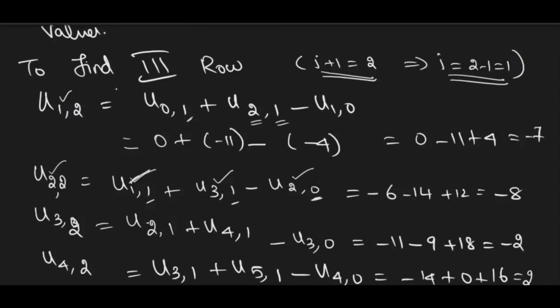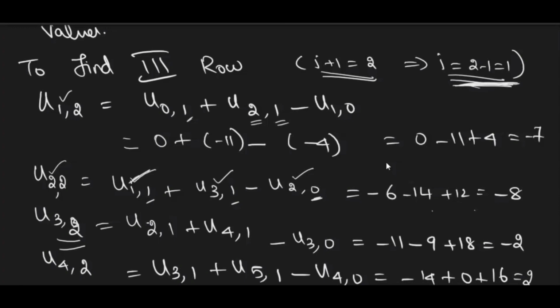So these values u11, u31 and u20 we know, we have to just substitute here. Thus we got u22 value as -8. Similarly, if you see u3 comma 2, where is your explicit formula? Here for all the third row your j value is 1. So don't get confused with the j value. Only i changes for the third row.